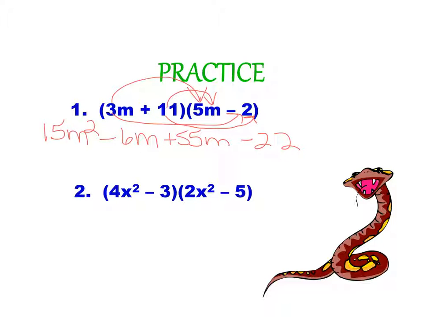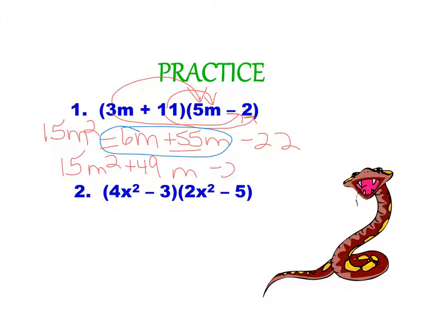And then we have two like terms here we need to combine, so we bring down our 15m squared. Both of these terms have an m. We do the math with the numbers in front. 55 minus 6, that gives us 49, and we bring down our 22.